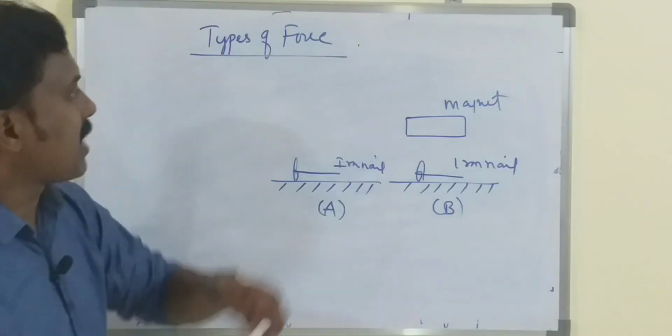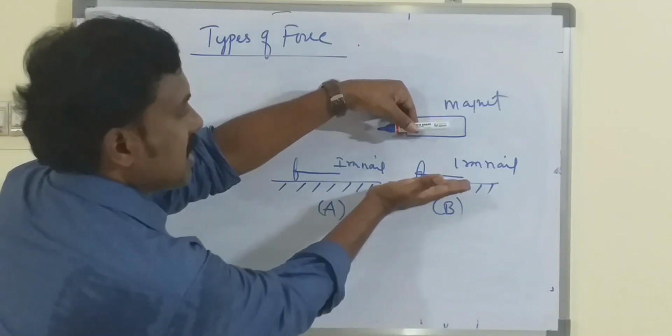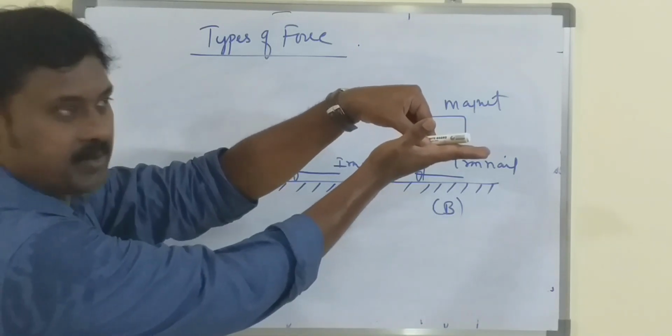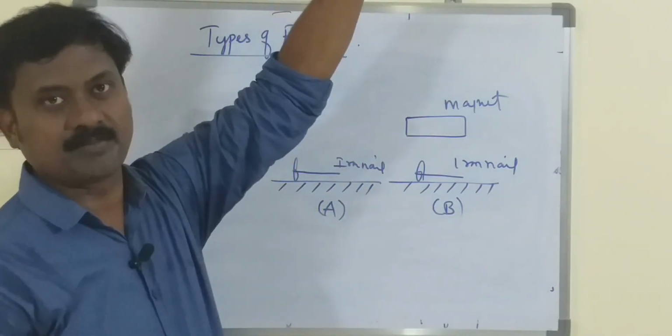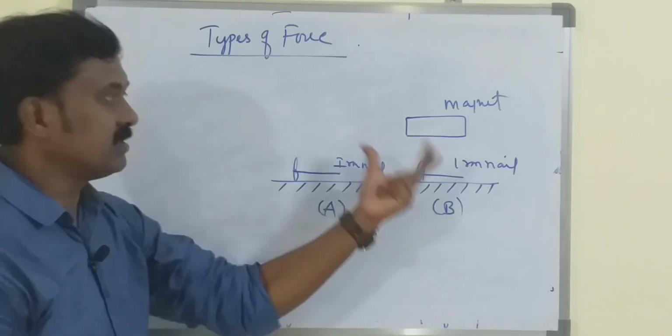I am going to bring one magnet near to the iron nail. Then what happens is that the iron nail will be pulled and it will be attracted to the magnet. And next I can just remove it. So I hope there is a difference here in lifting the iron nails.